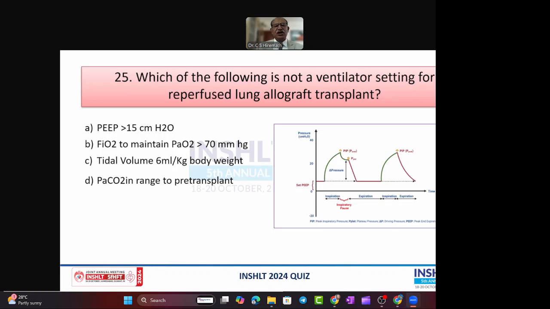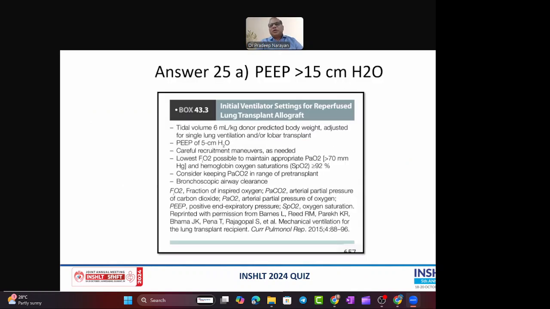Which of the following is not a ventilator setting for reperfused lung allograft transplant? If you look at the choices, the answer is a PEEP more than 15. The PEEP should be between 5 to 10. Ideally below 5, but at the most you can put it between 5 to 10, but certainly not above 15, because that will cause damage. Next slide, please.